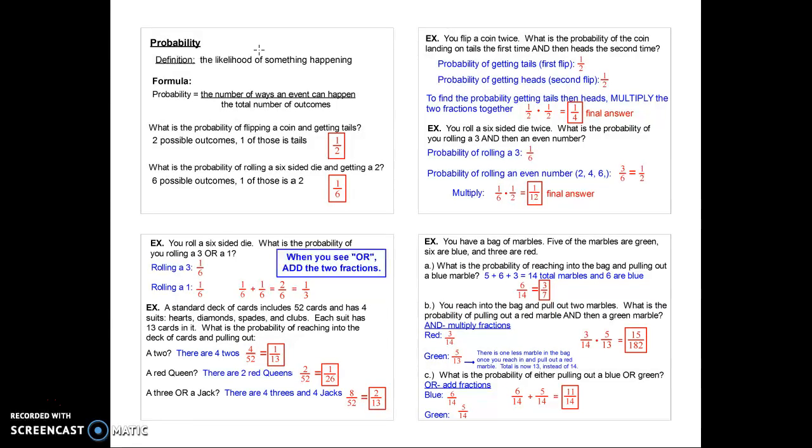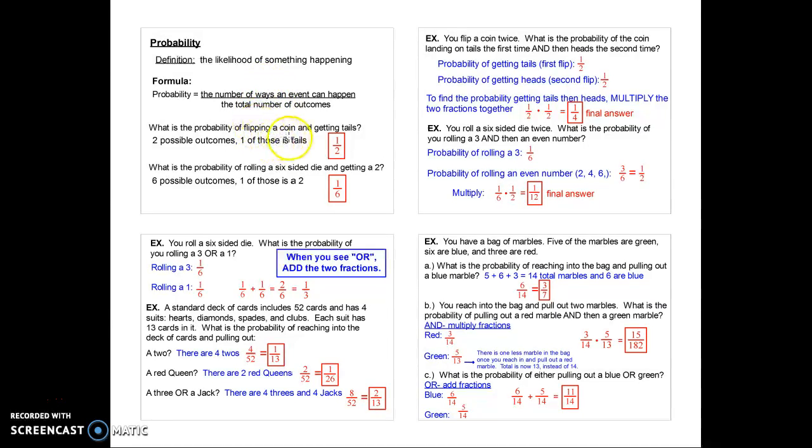So the actual formula that we use for probability is the number of ways an event can happen. So all of the different possibilities. How many different ways could this event happen? Divided by the total possible number of any kind of outcome. Okay, so it's your actual ways of it happening over the total possibilities.